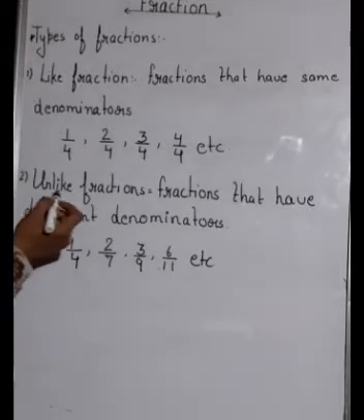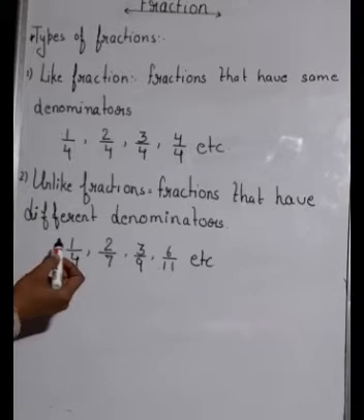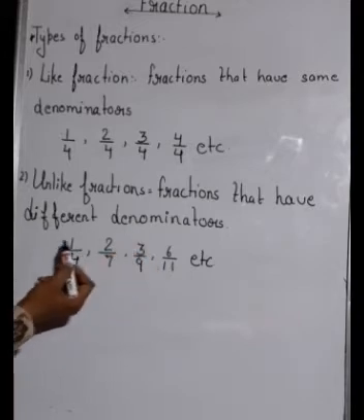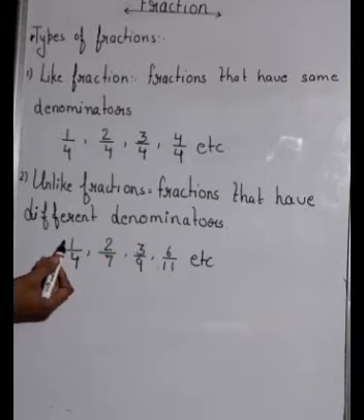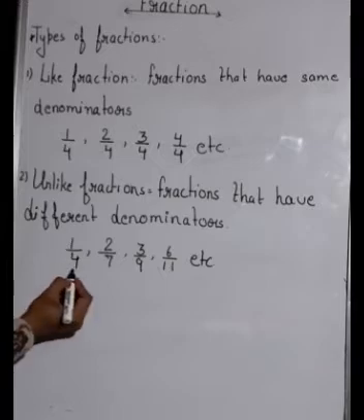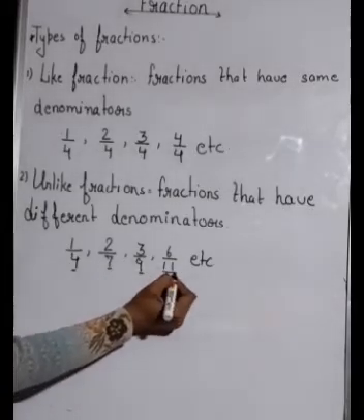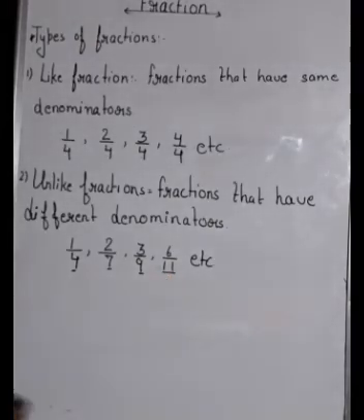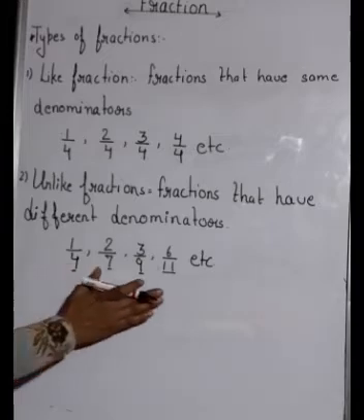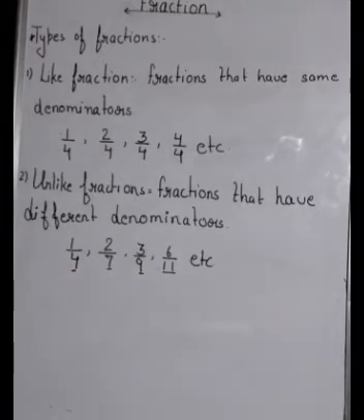Okay. Next is your unlike fractions. Now what are your unlike fractions? Fractions that have different denominators. Now you can see in these fractions, this one is having 1 upon 4, so 4 is a denominator. Here the denominator is 7, here it is 9, and this one is your 11. It means in all of them the denominator is different. So they are called unlike fractions.